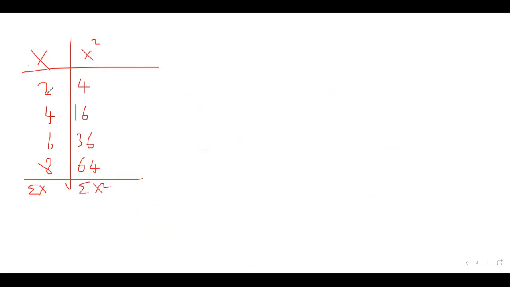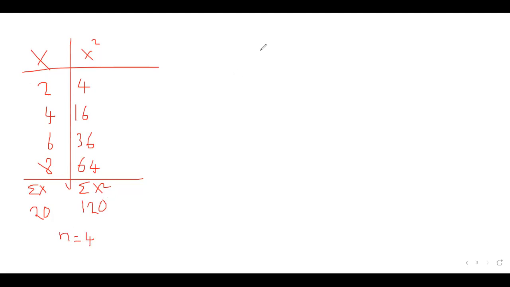So let's total up here. So we have 10, 20. And here we have 100 and 120. Our n, how many figures are there? 1, 2, 3, 4. Our n is 4. Are we together so far?